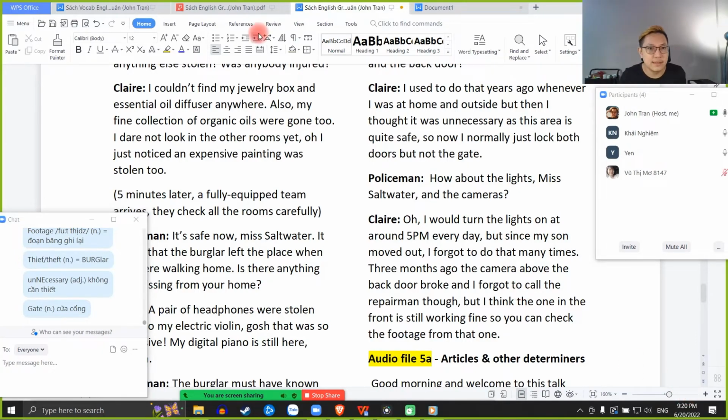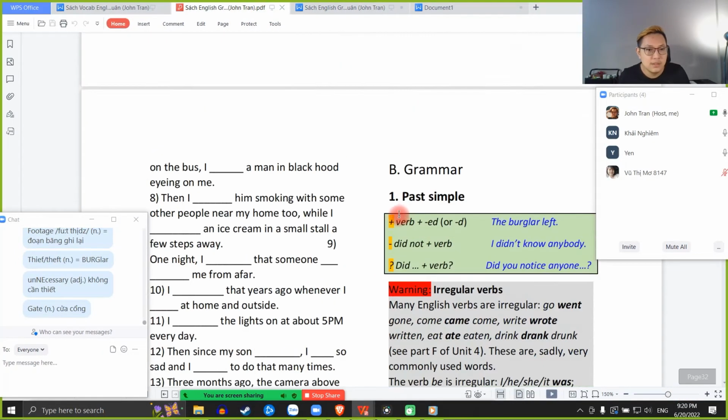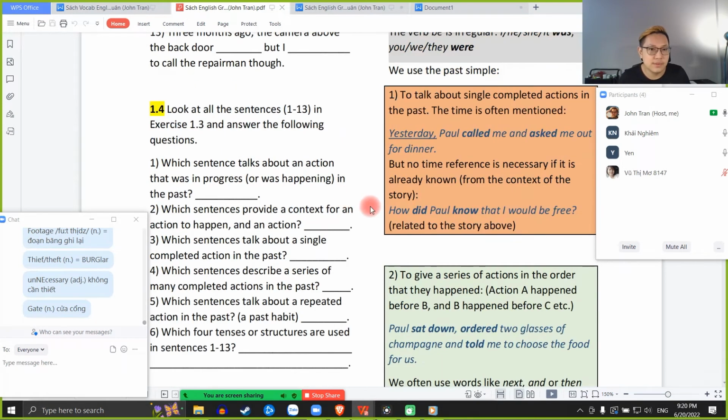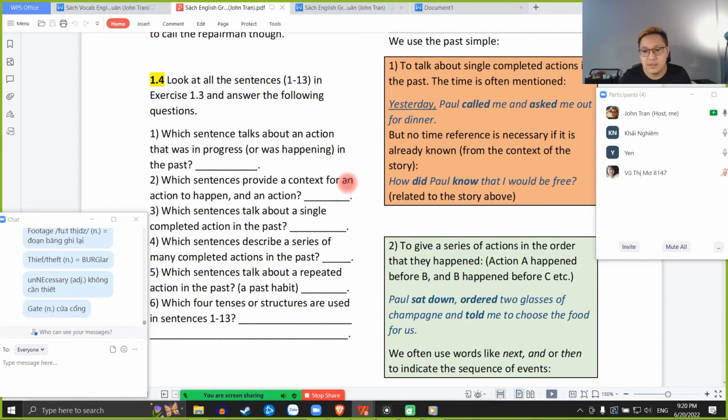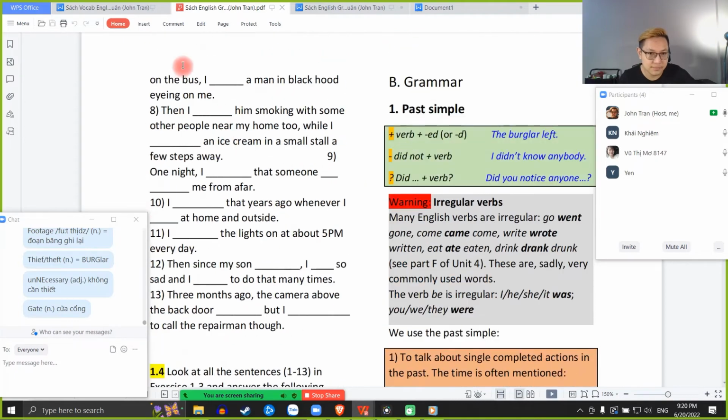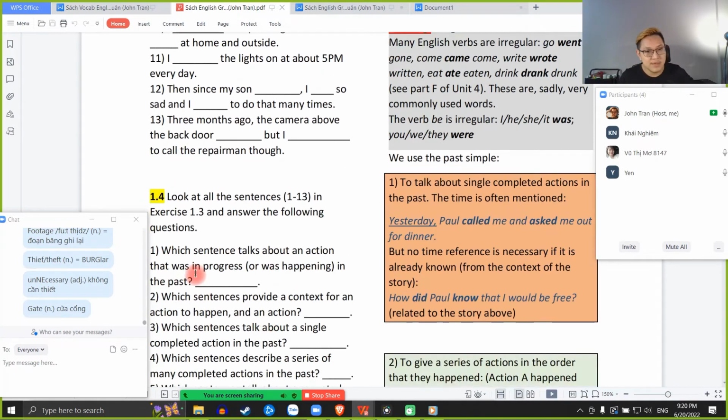Okay, back to it. Now we need to continue. So let's go to 1.4 now. Please look at all the sentences 1 to 13 in exercises 1.3. Các bạn nhìn vào tất cả câu 1 đến câu 13 ở bài 1.3 này và trả lời câu hỏi sau đây. And answer the following question.